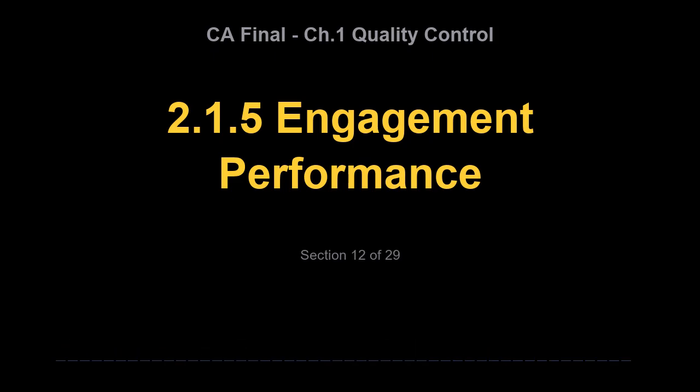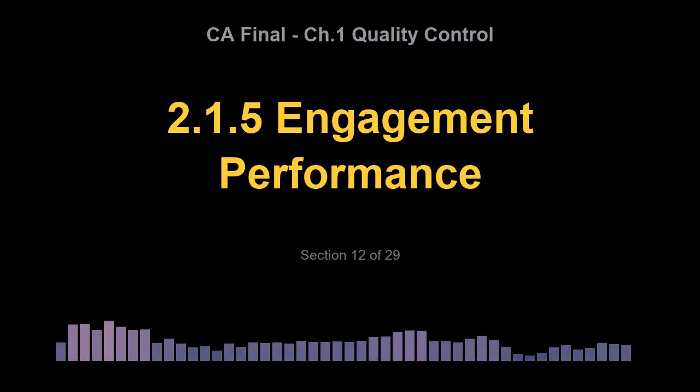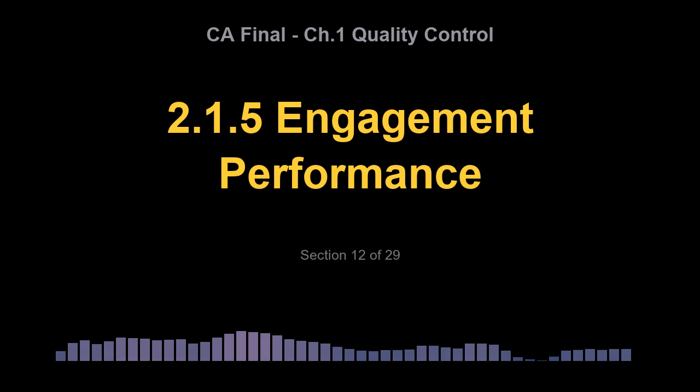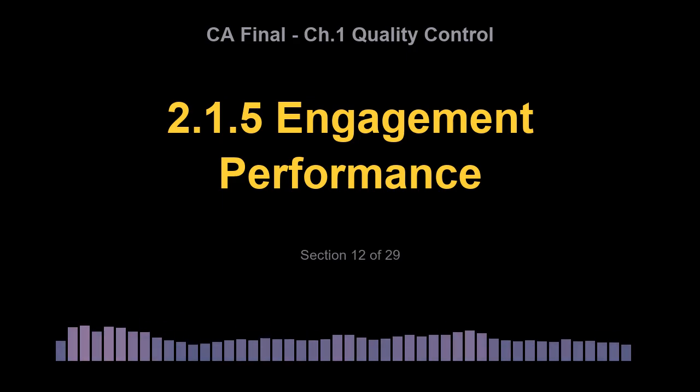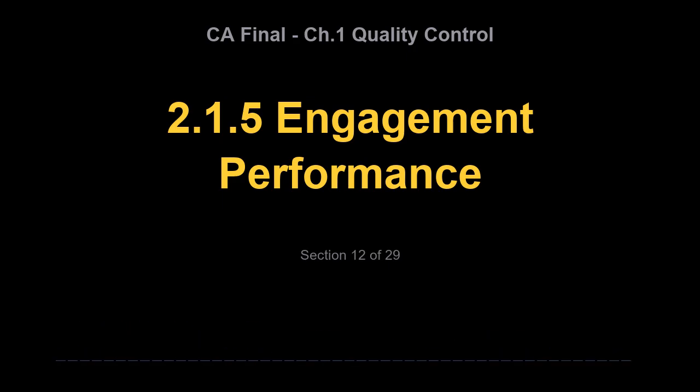2.1.6 Monitoring. The firm should ensure that policies and procedures relating to the system of quality control are relevant, adequate, operating effectively, and complied with in practice. Such policies and procedures should include an ongoing consideration and evaluation of the firm's system of quality control, including a periodic inspection of a selection of completed engagements.